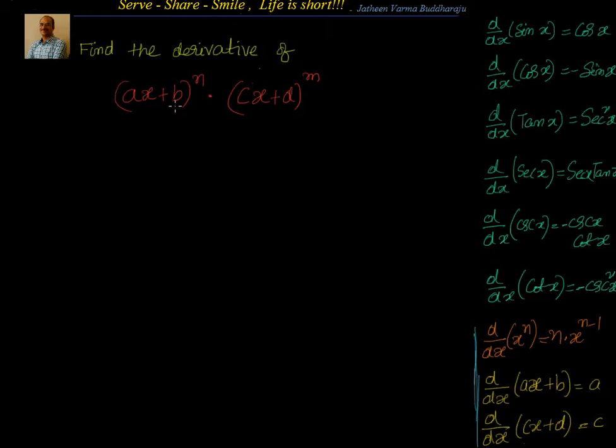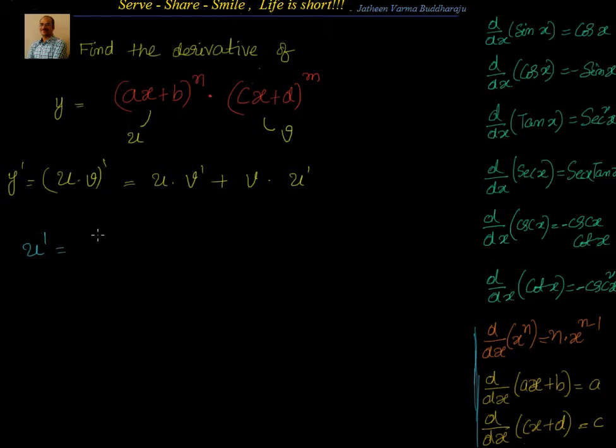We have to find out the derivative of (ax plus b) whole to the power of n into (cx plus d) whole to the power of m. So let me go ahead and say that this is u and this is v, and what I have been asked is to find out the derivative of uv. If I take this as y, can I say y dash is nothing but (uv) whole dash, which is equal to u into v dash plus v into u dash. Let's find out what is u dash and v dash, because you know already u and v.